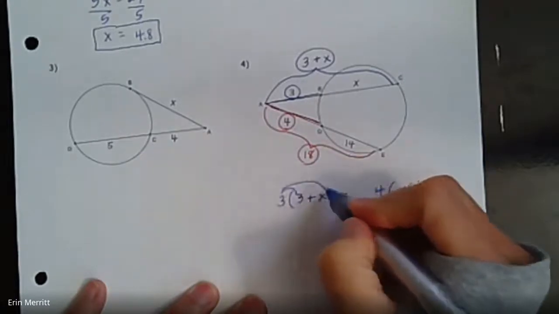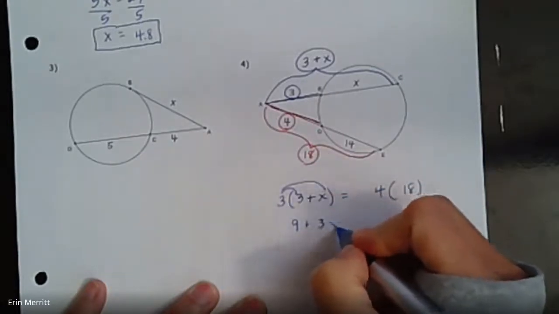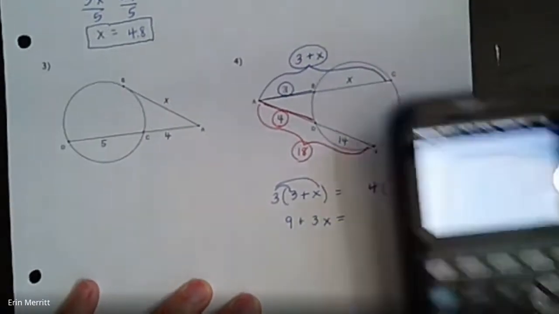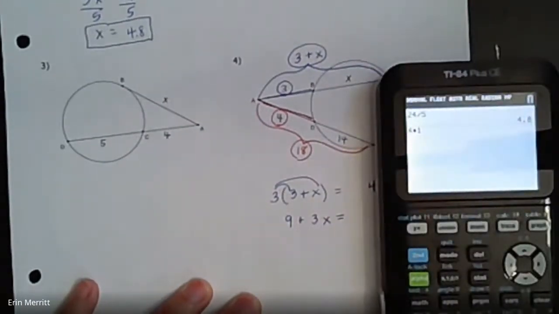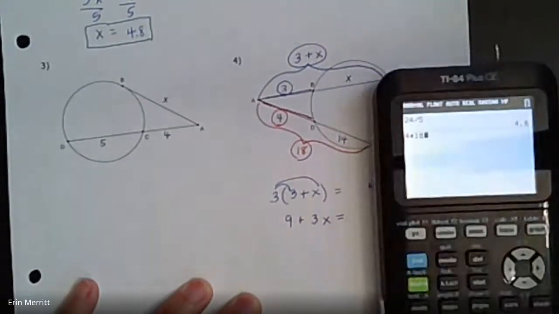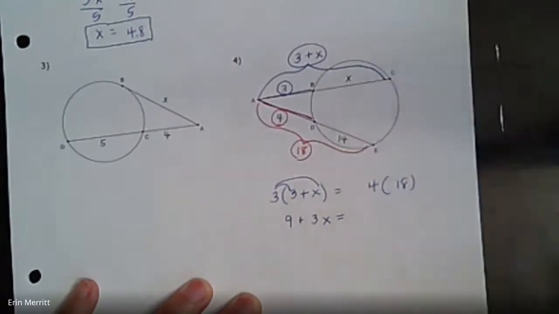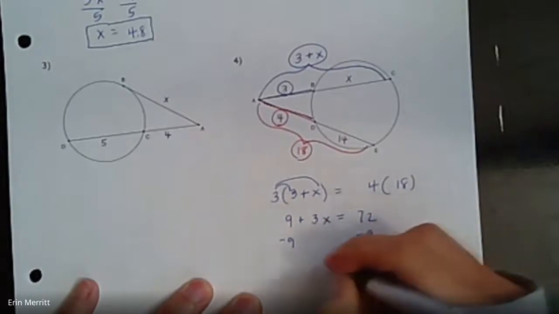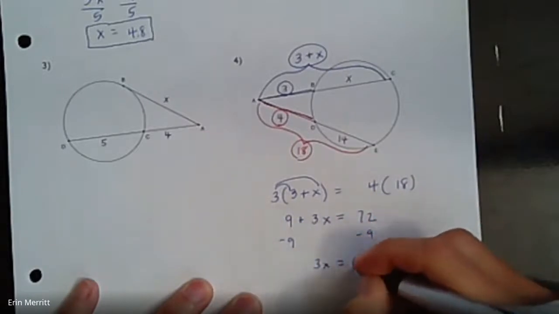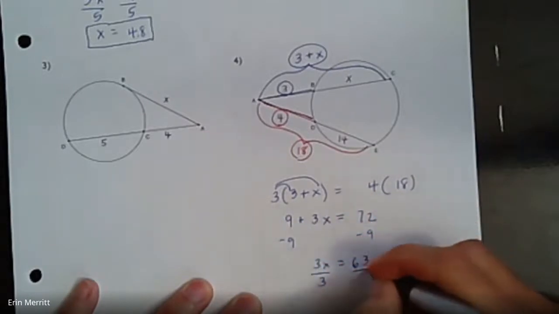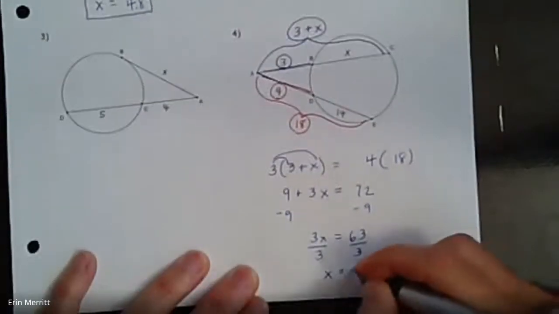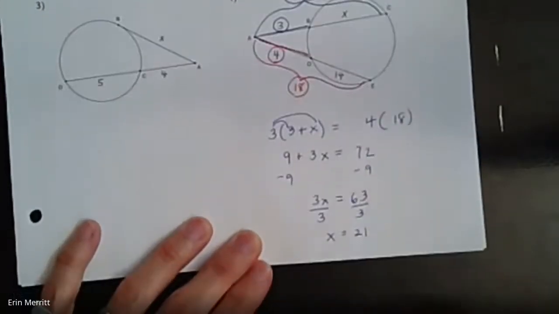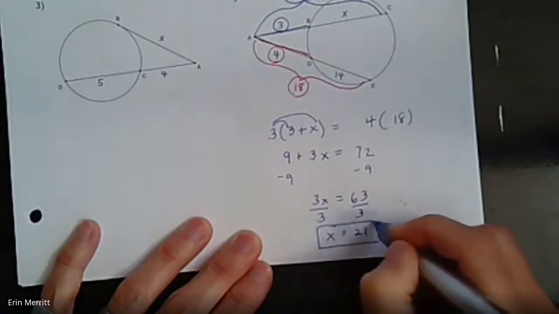All right, distribute the 3, so we get 9 plus 3x over here. 4 times 14, or excuse me, 4 times 18. Ooh, gotta be careful there. That's 72. And then subtract the 9 on over. So that's going to give us 63. And then divide by 3. That should give us 21. So that's going to be the answer to number 4 there.